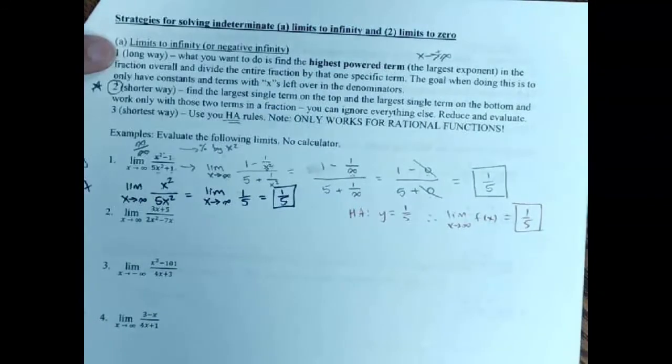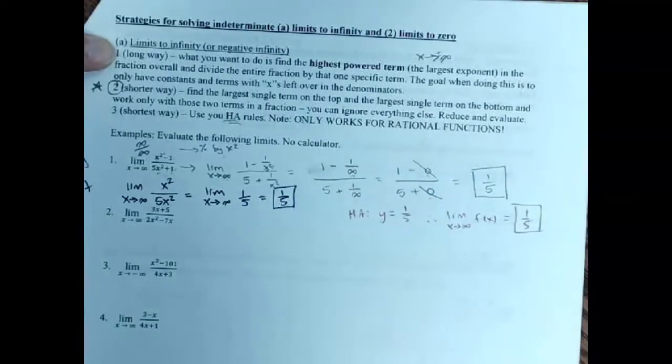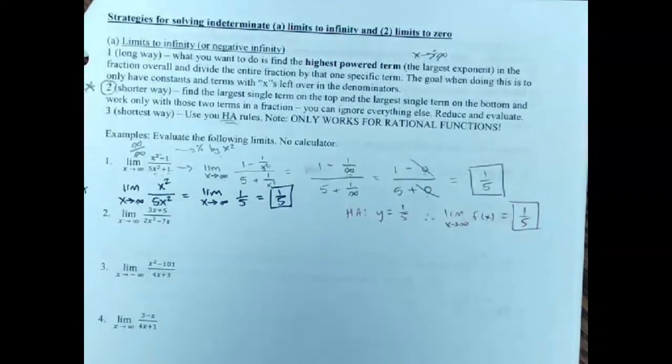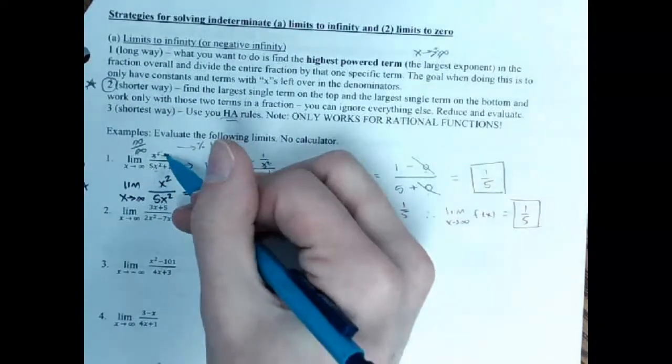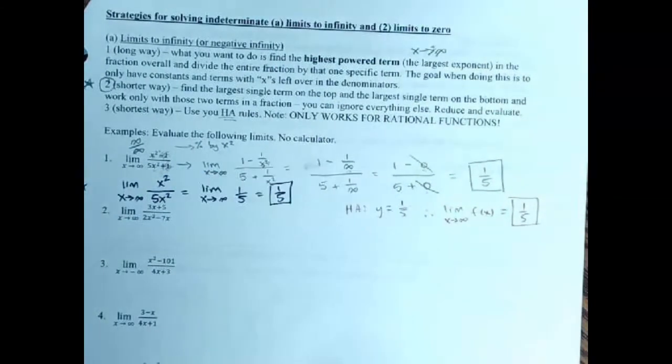The longer way, where you divide everything by the biggest power, that gets x's on the bottom, and those terms end up canceling, and then you just have the constants left over. That's great, but you don't have to do it that way. It'll work, but it's just longer. The middle way is kind of what I hope and would encourage you to do. You find the one biggest term on the top, you could ignore everything else. You find the one biggest term on the bottom, you could ignore everything else, and then you just reduce it, and then you can evaluate it. And then you should check your answers by using your horizontal asymptote rules.